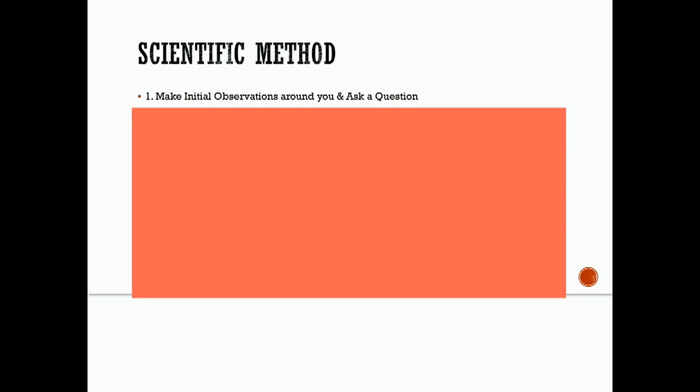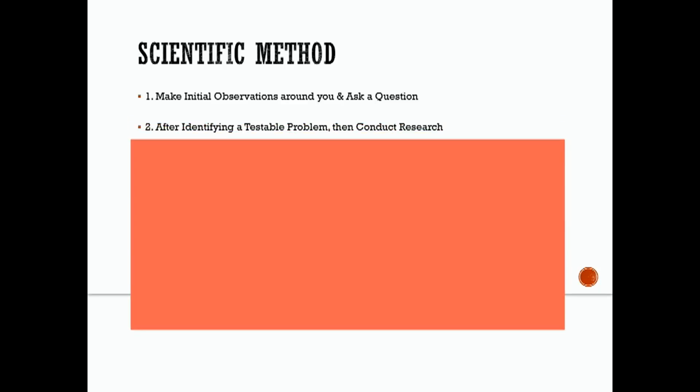The first step of the scientific method, so say you're doing an experiment, you want to, number 1, make initial observations around you. Look around, okay? What's going on? What can you do? And then ask a question, okay? Whether you're in the field or whether you're in the lab, you want to look around and see what's going on. What can you even do an experiment over anyway? And ask a question about it.